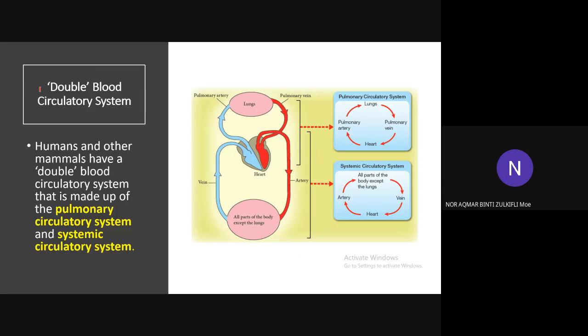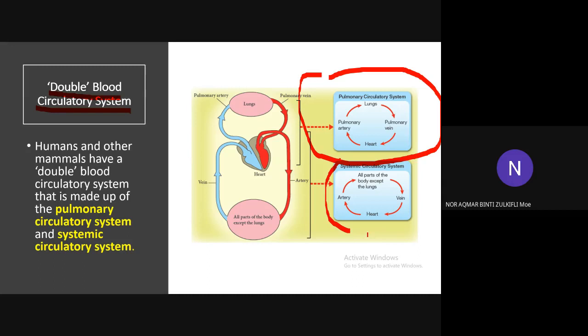Okay, why do we call it the double blood circulatory system for humans? Because we have two systems here, that is the pulmonary circulatory system and the systemic circulatory system. You must remember the pathway: for pulmonary, lungs, pulmonary vein, heart, pulmonary artery. For systemic, all parts of the body except the lungs go to vein, heart, and artery.